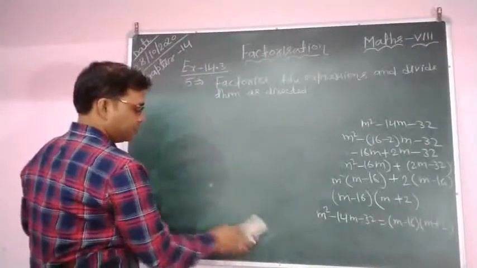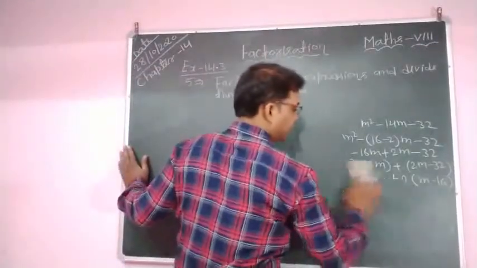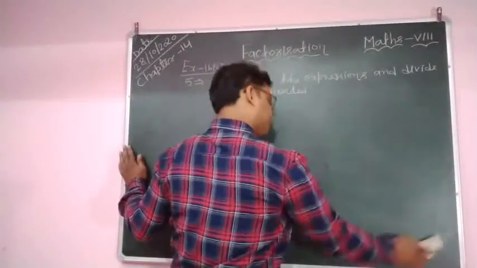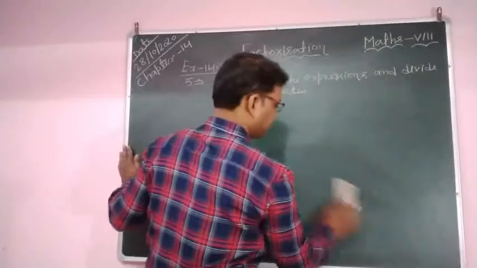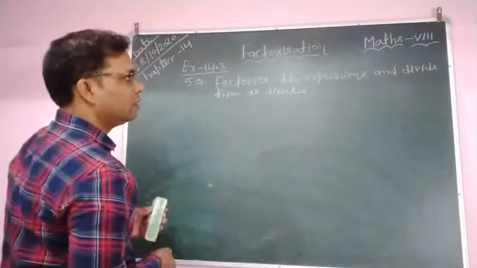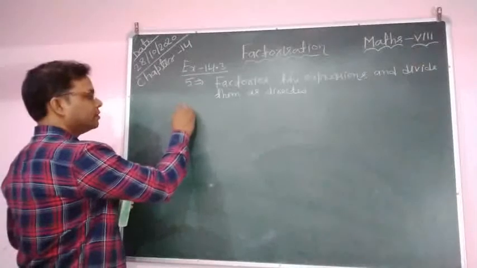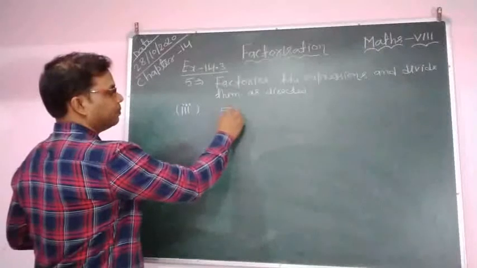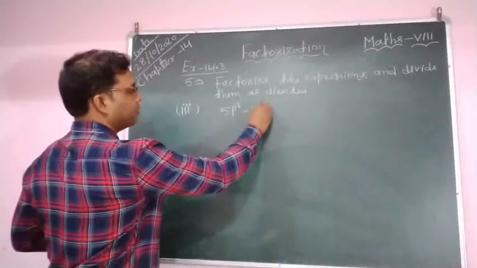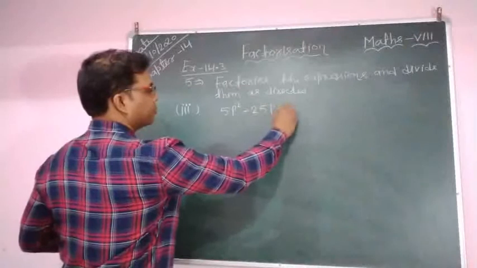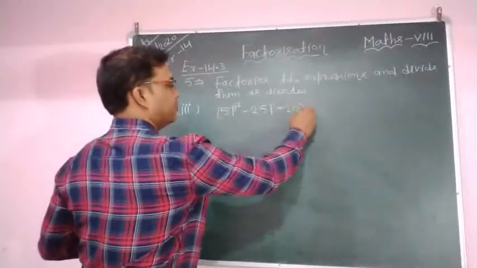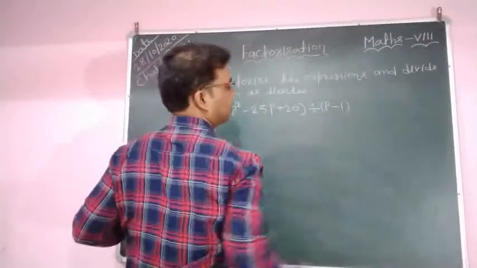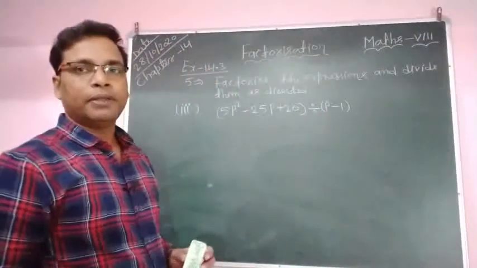After this you find the division. In this question you can see 5p square minus 25p plus 20. First we divide these terms by 5. Okay, this is given 5p square minus 25p plus 20 divided by p minus 1.